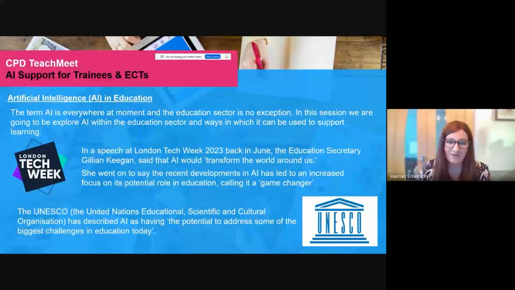So we're going to start off by looking at AI in education. The term is everywhere at the moment, and the education sector is no exception. In this session, we're going to explore AI within the education sector and the ways it can be used to support learning.